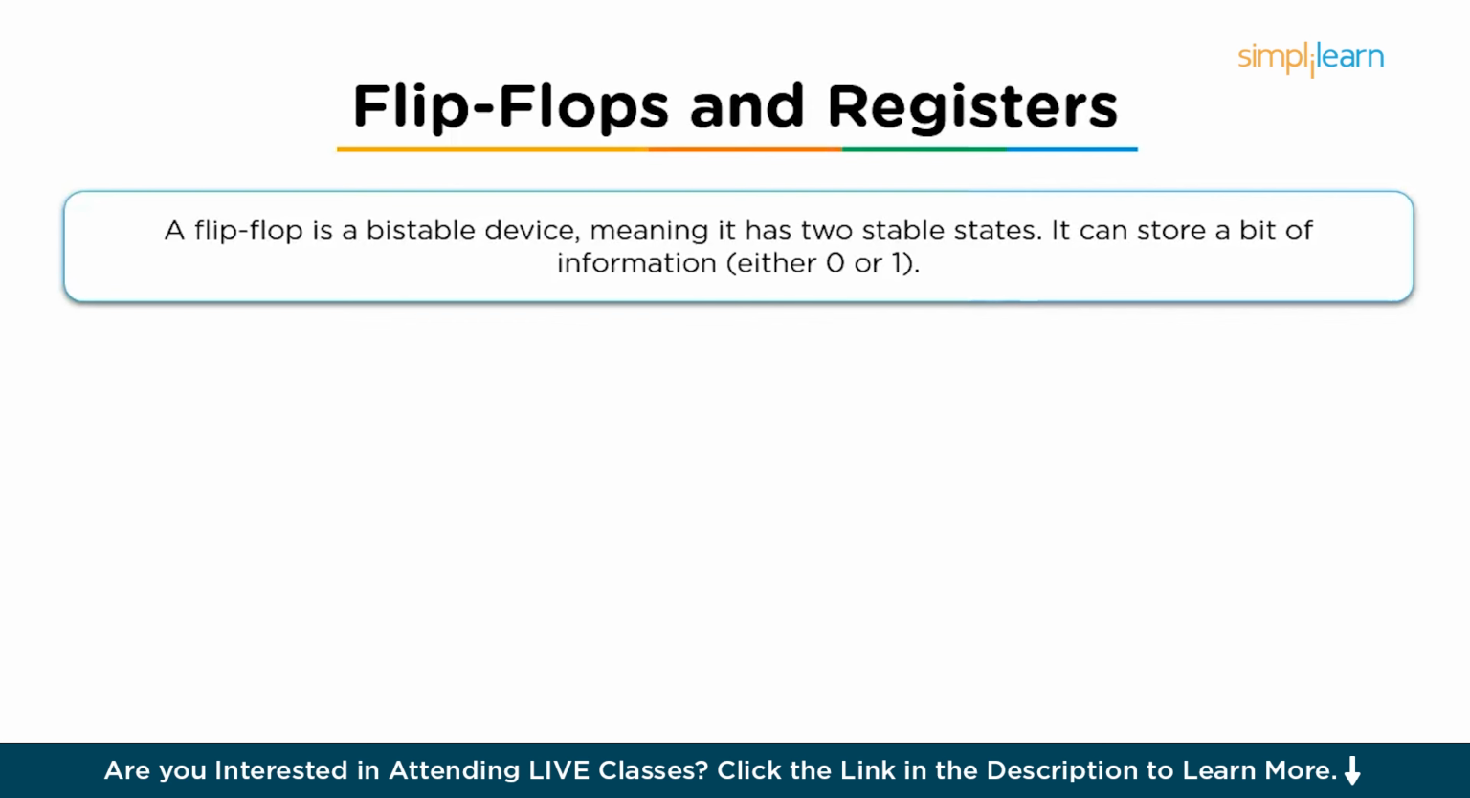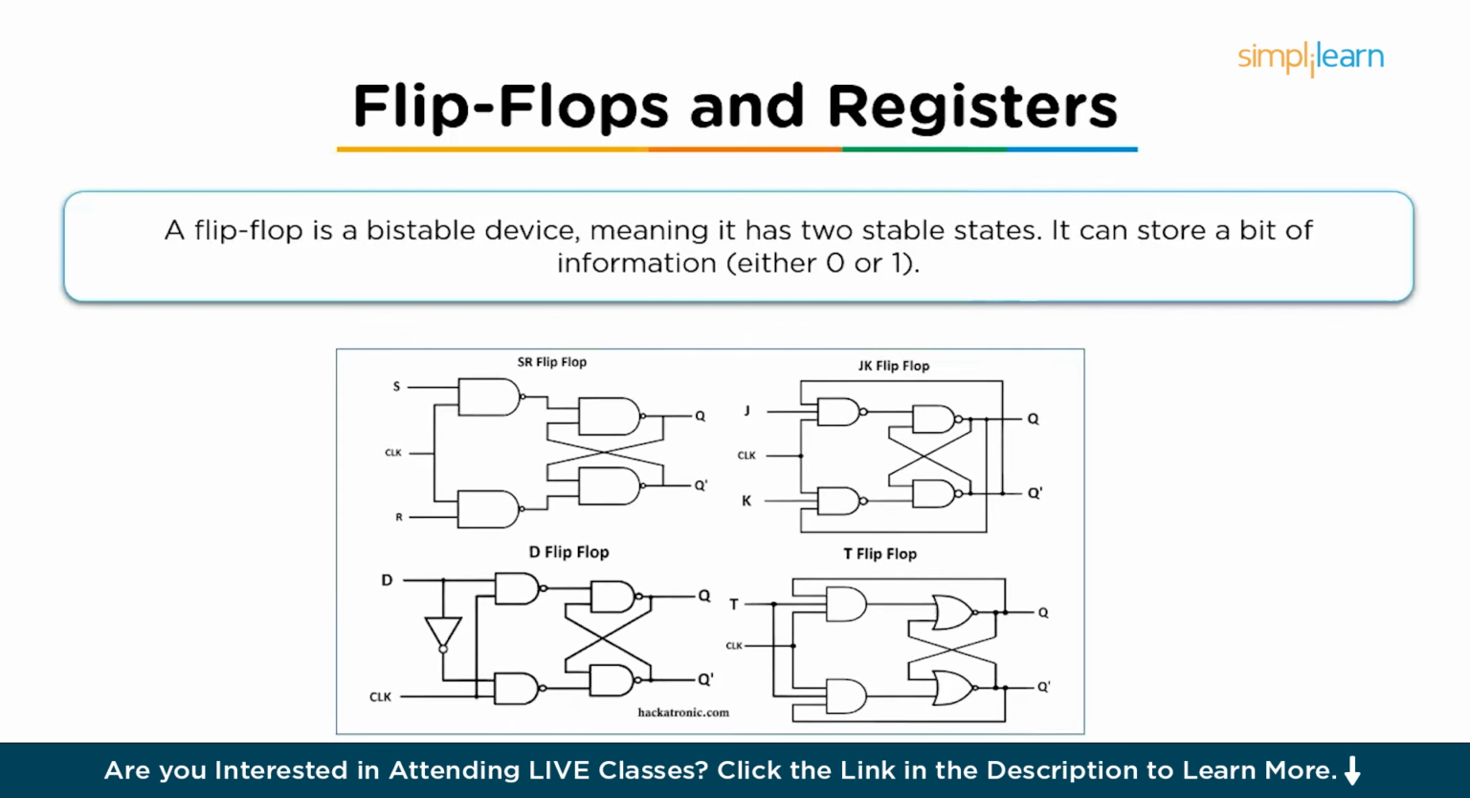So there are different types of flip-flops, like the SR flip-flop. The SR is set-reset. The flip-flop has two inputs, one is set and the other is reset. And the D flip-flop. The D means data flip-flop. It captures the value of the input on the rising edge of the clock signal. The input data is transferred to the output when the clock pulse is received.